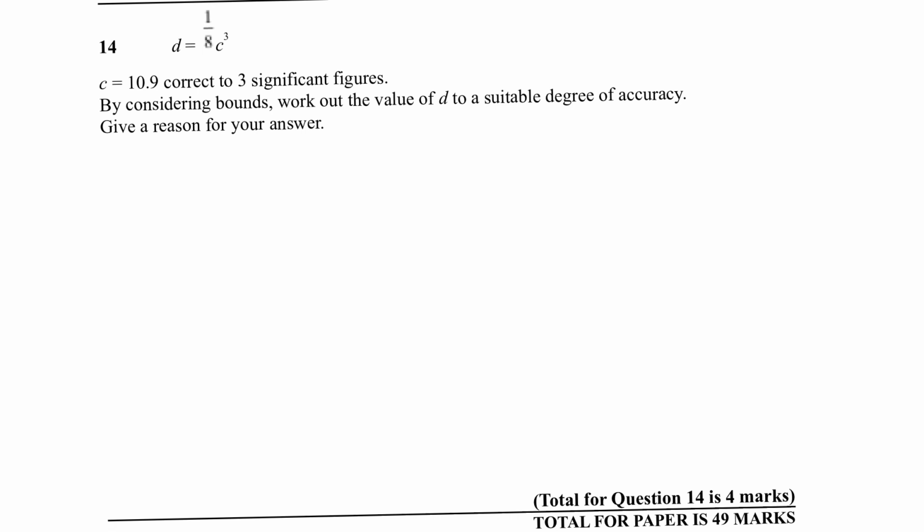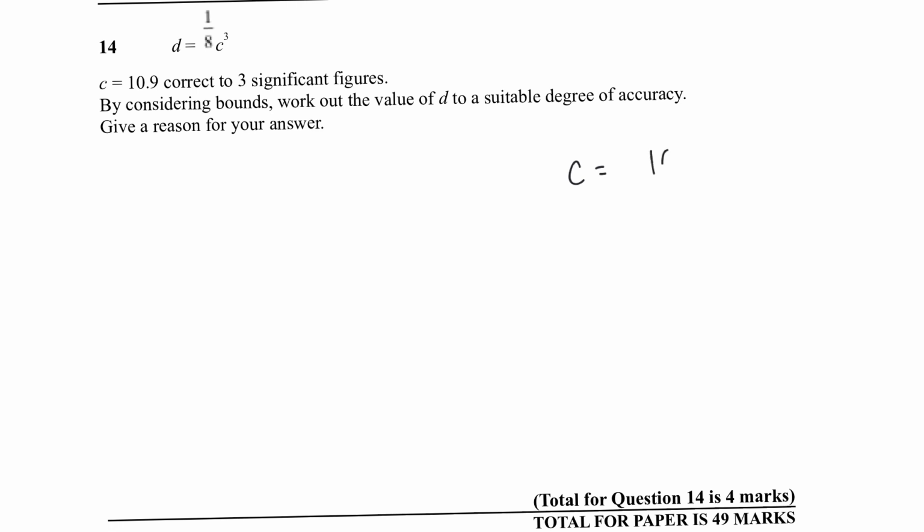Okay, so then we have question 14, which says D is equal to 8C cubed. It says C is equal to 10.9, and it wants us to use a suitable degree of accuracy to work out the value of D. So upper bounds, lower bounds. Okay, so first things first. This one's quite a nice one because it's just involving one letter that we're going to have to change the bounds of.